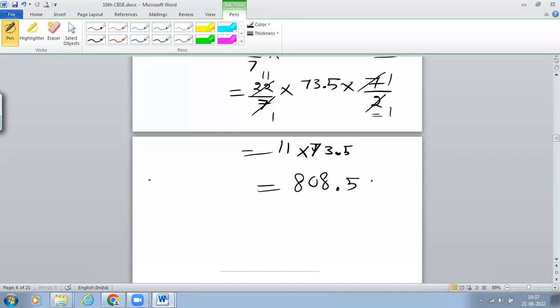The answer you have to write with the unit, that is meter square. This is the area of the path. Okay, this is the area of the path. Please write fast.